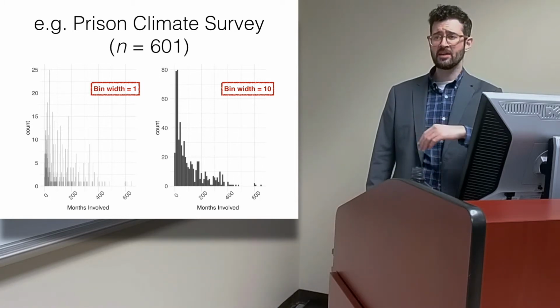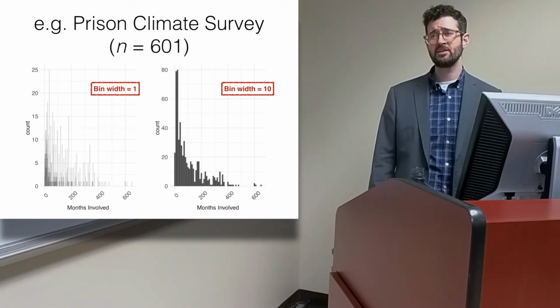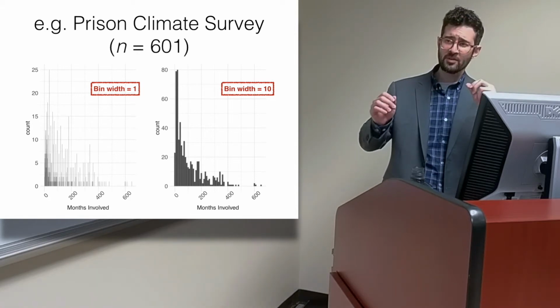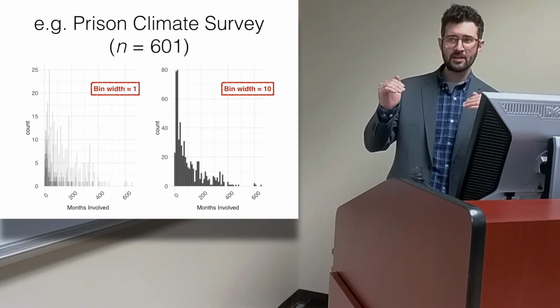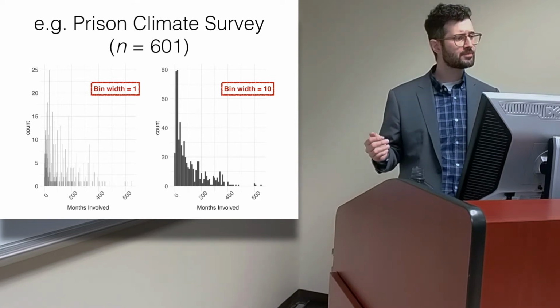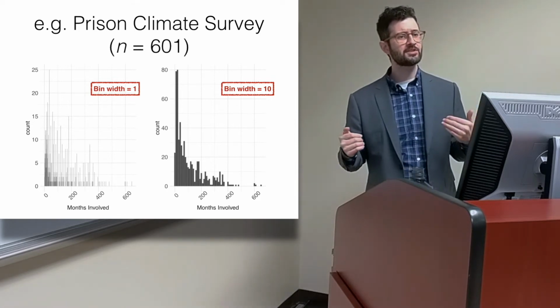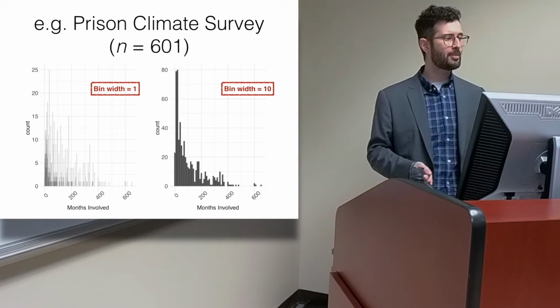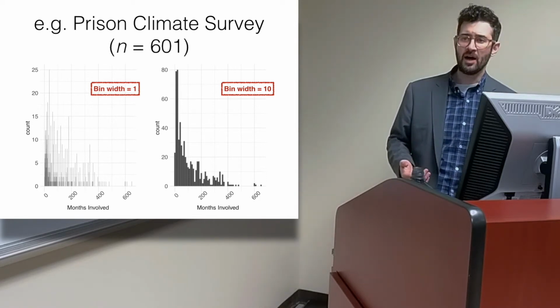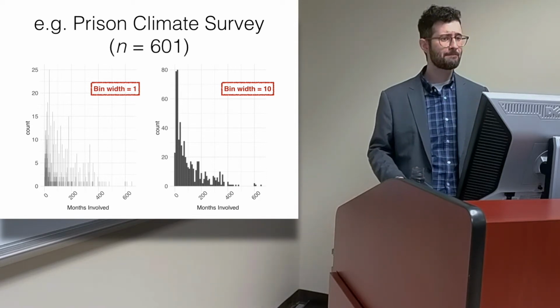So again, it's the same data. We're using a histogram to look at it. And if we adjust the bin width, we can look at the same data, but in different ways. And each one of these histograms can give us additional information about what's going on in our samples.